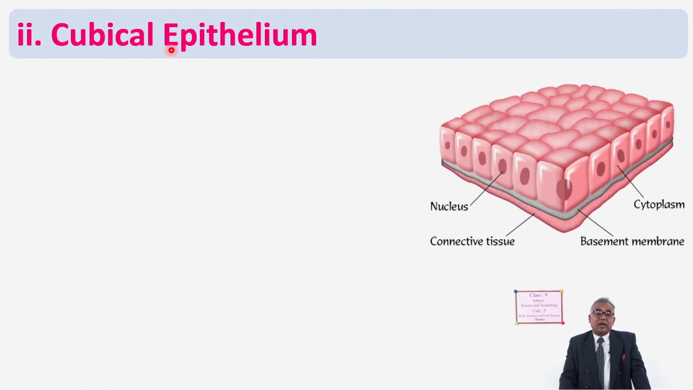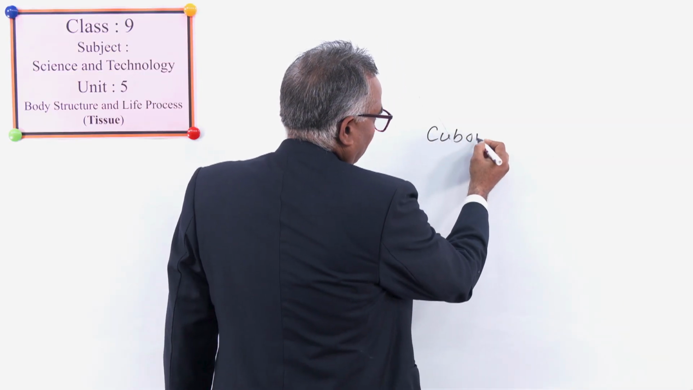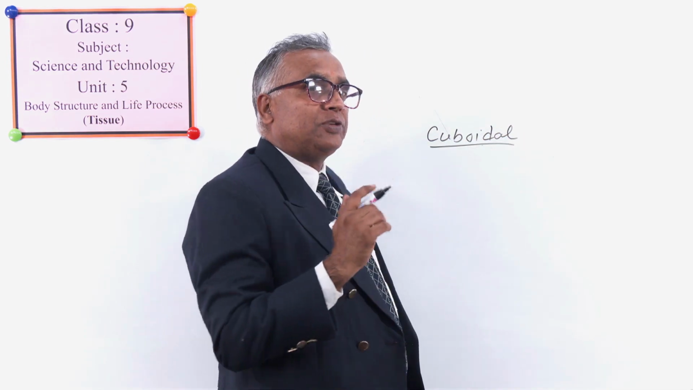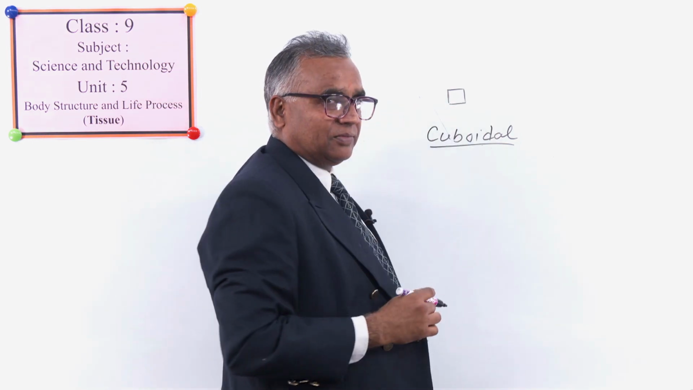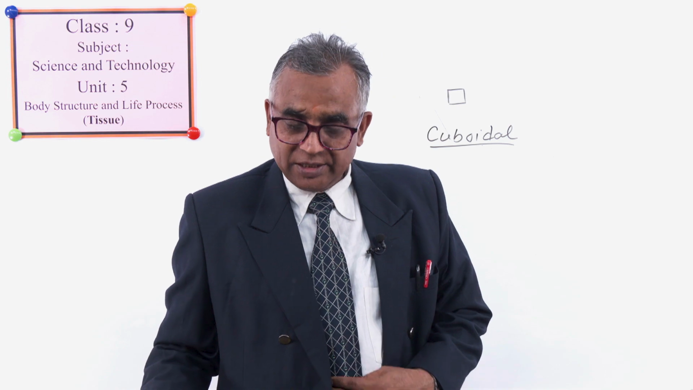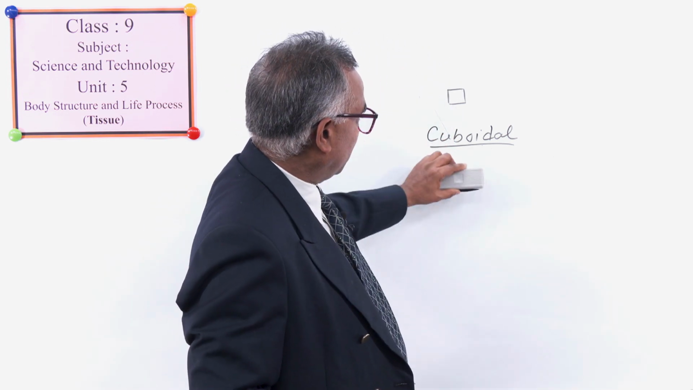Now see, cubical epithelium, name cubical. You can say cuboidal also, same thing. Because cells are cube shaped. Cells have equal length, breadth, and height. About equal length, breadth, and height. That is a cube. Yes. So that is called cuboidal also. Remember that term also.